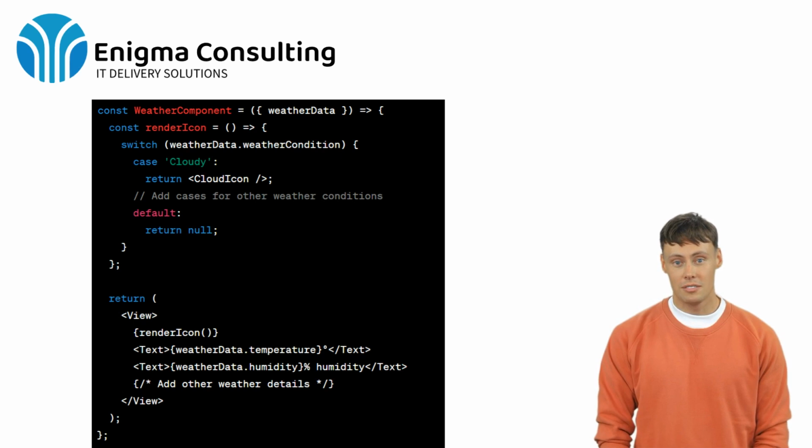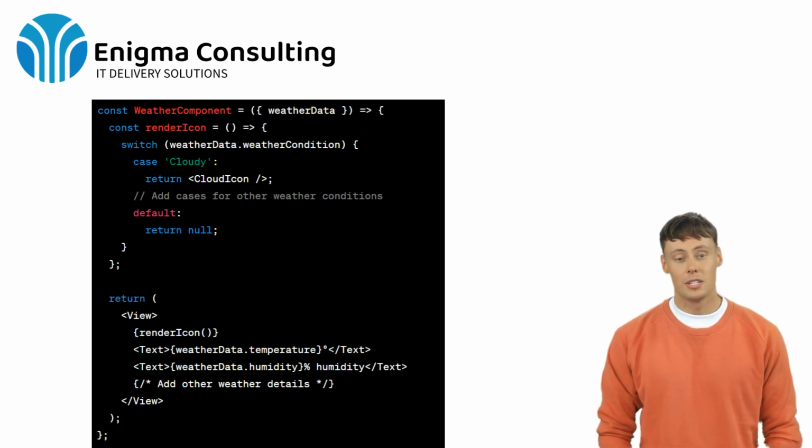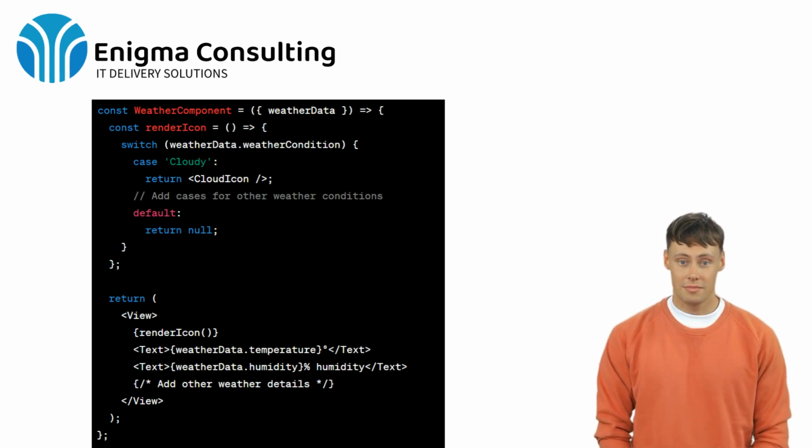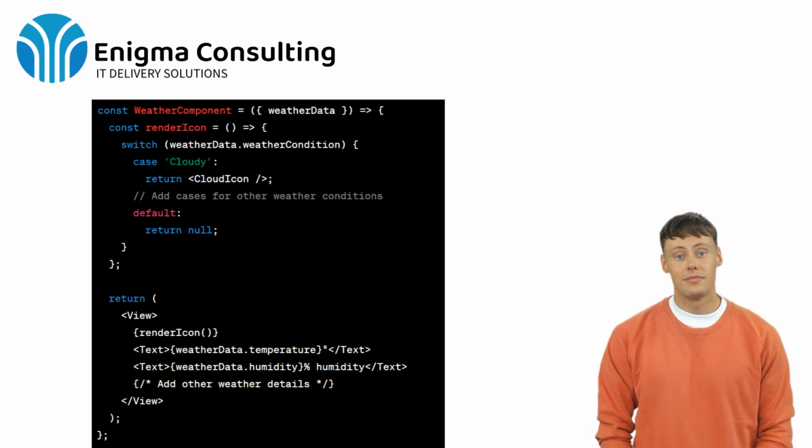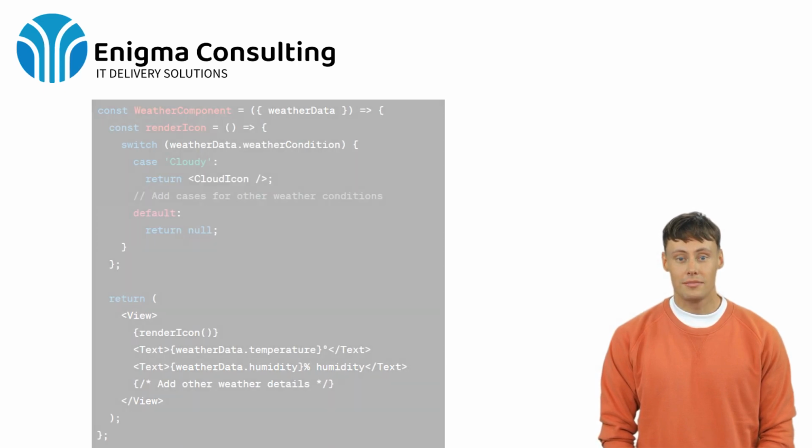You can easily adjust the size, color, and other properties of your weather icons. Modular components. By creating separate components for different weather icons and a main weather display component, the code remains modular and easy to maintain. Dynamic rendering. Using a function to render the appropriate icon based on the weather condition allows for dynamic and flexible rendering.